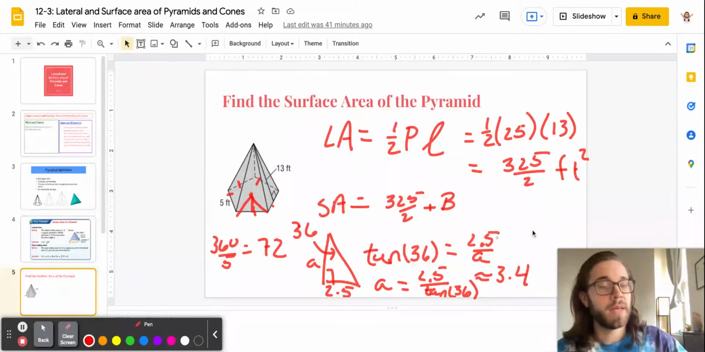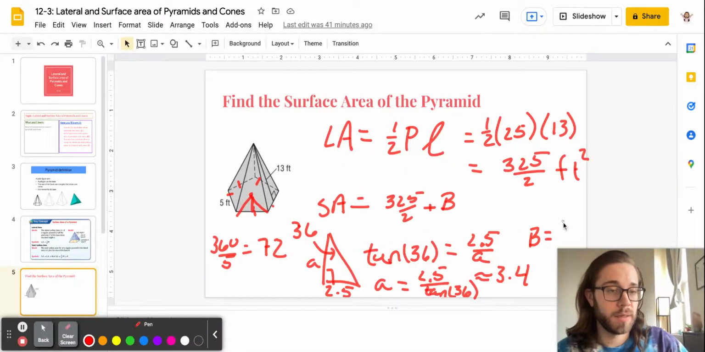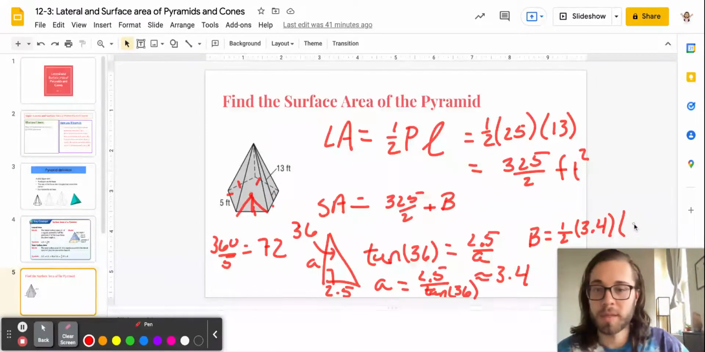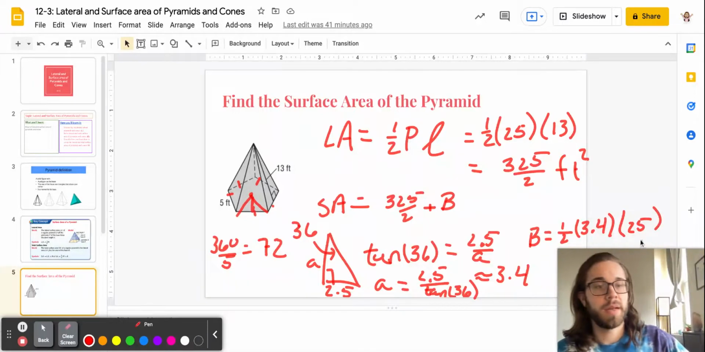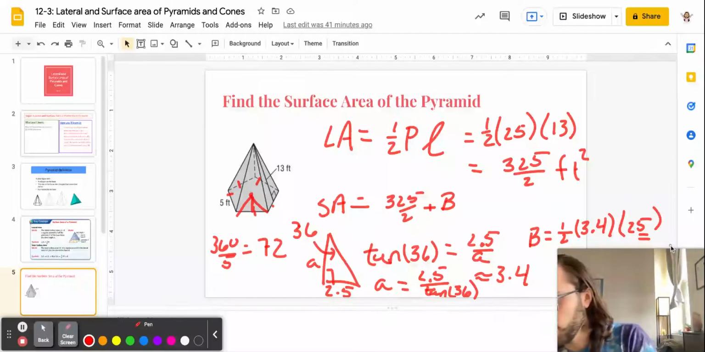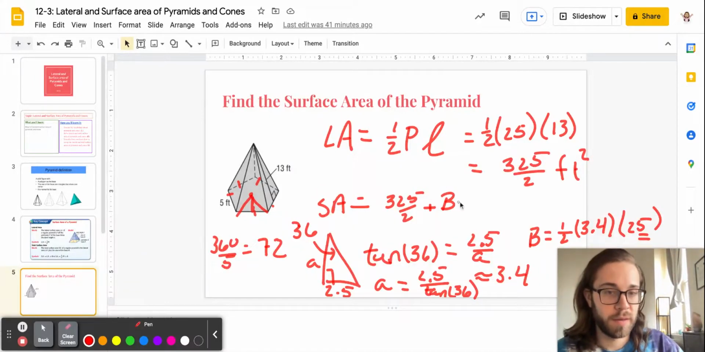So now we need the area. The area of the base is 1/2 the apothem, 3.4, times the perimeter, which is 25. So when you plug that in, you're going to get 3.4 divided by 2, 1.7, times 25, which is 42.5.